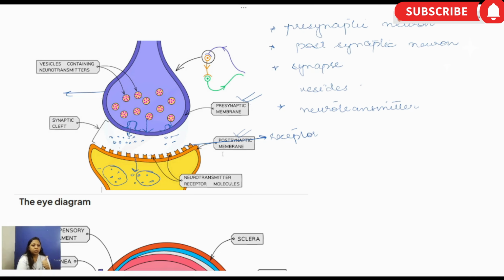Number one, the neurotransmitters are enclosed in the vesicles. The vesicle fuses with the presynaptic membrane. Neurotransmitters are released into the synaptic cleft. There are receptors present on the postsynaptic membrane. The neurotransmitters bind to those receptor molecules and pass into the postsynaptic neuron. So these five steps you need to memorize. You should know these five steps.